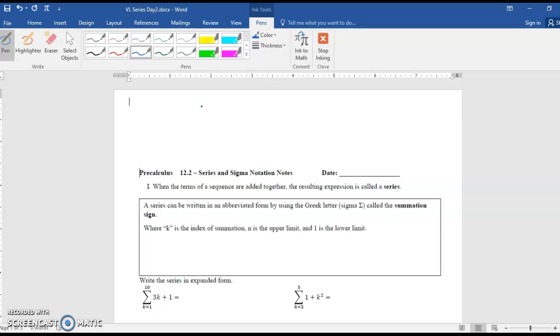Last class you have seen the sequences, mostly arithmetic and geometric sequences, and today we're going to learn series and sigma notation. So what does this really mean? Let's take small simple examples, okay?